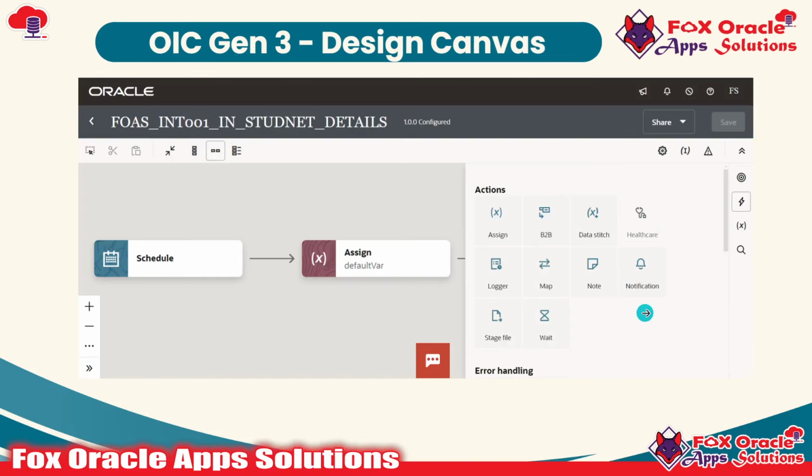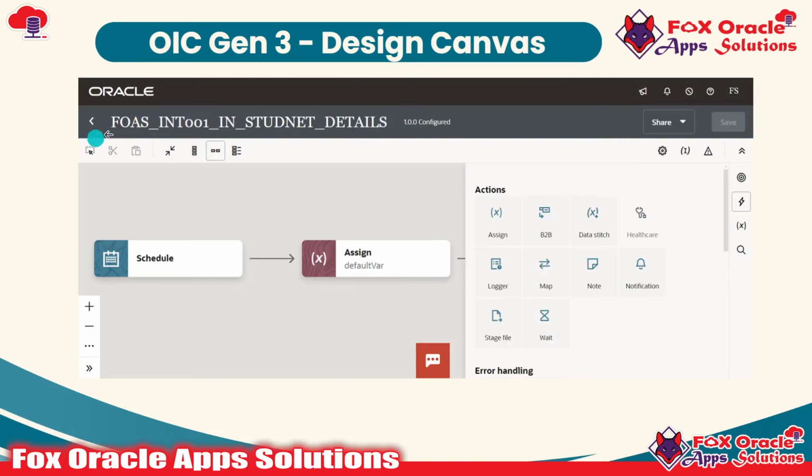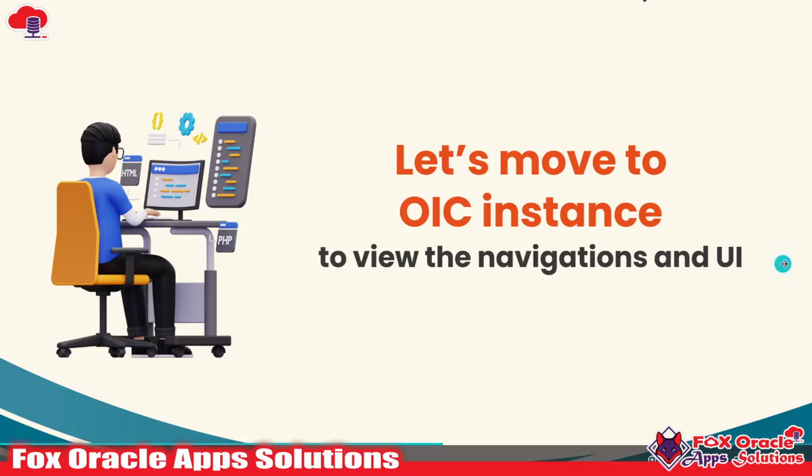Similarly, if you move to generation 3, it has a different UI design, which is the Redwood theme. With OIC generation 3 and ERP, they made all the themes Redwood, so the look and feel is completely different. Both have the integrations canvas only, but the look and feel is different: this is generation 2 and this is generation 3. We are going to cover generation 3 specifically in our session.